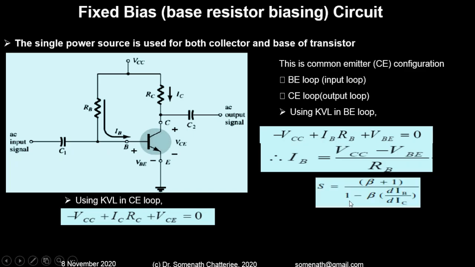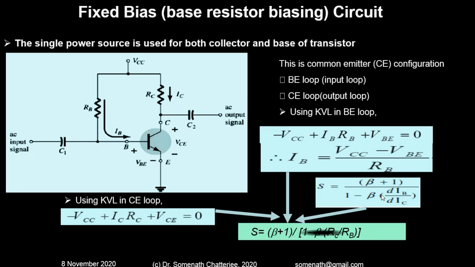So now here you can see the stability factor S is equal to beta plus 1, that is our expression we already derived in the previous slide. Using these three equations we can simplify it and get S is equal to beta plus 1 minus beta RC by RB. So that is the final expression. If RC is very much less than RB, then S is equal to beta plus 1. It is not a very small value, because beta is generally 50 to 500 times.